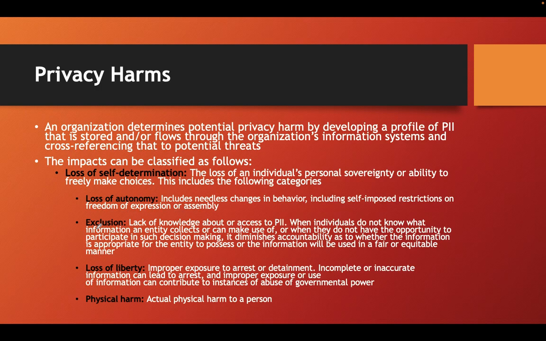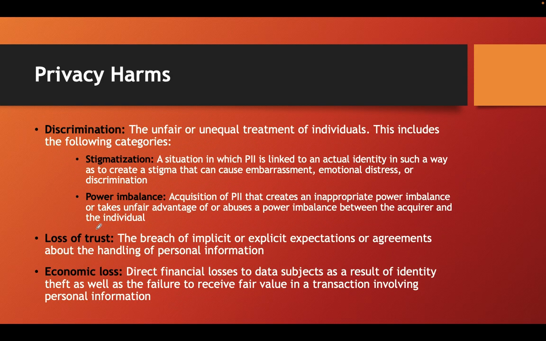Number 3, another loss of self-determination is loss of liberty. These people will become improperly exposed to arrest or detainment. Incomplete or inaccurate information can lead to arrest. So they will no longer have liberty and they will not be free, they lack freedom. Physical harm also can happen to them. Actual physical harm can happen to the person, because when loss of self-determination happens, some people can even commit suicide.